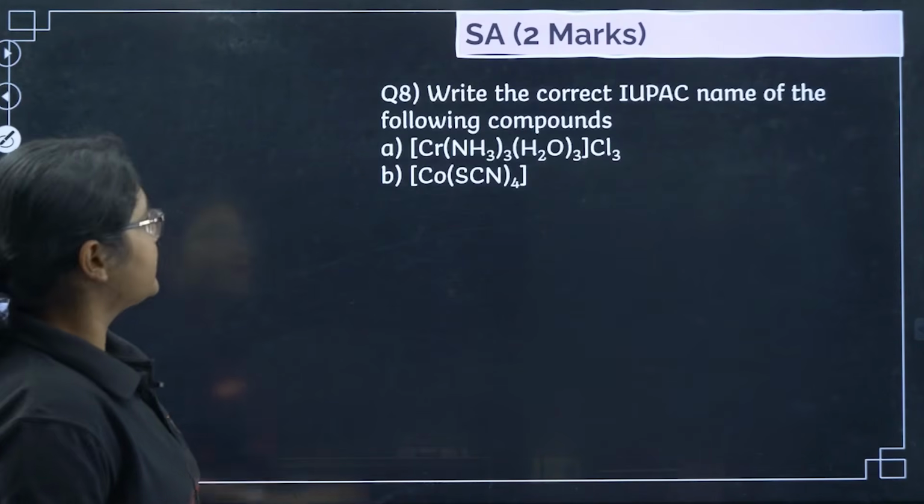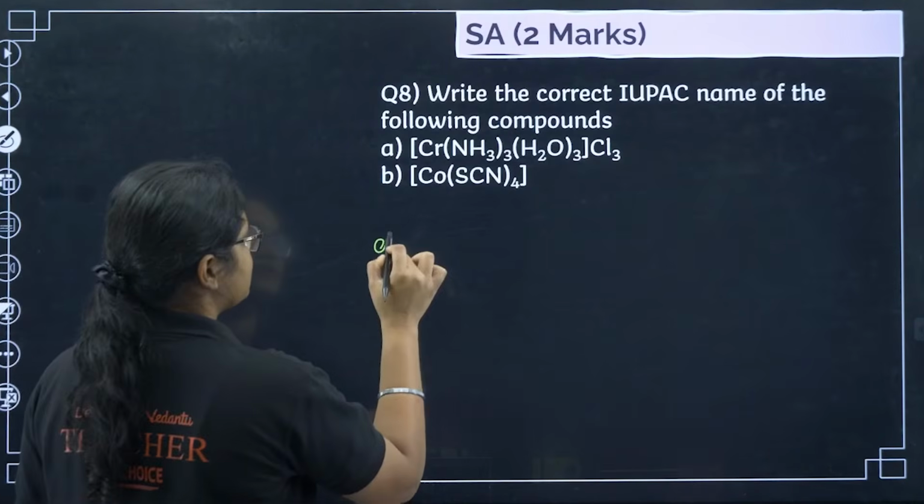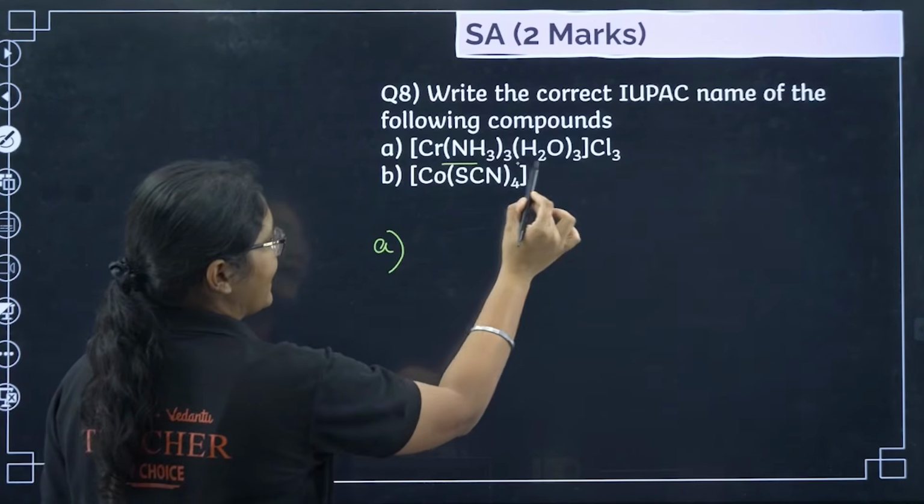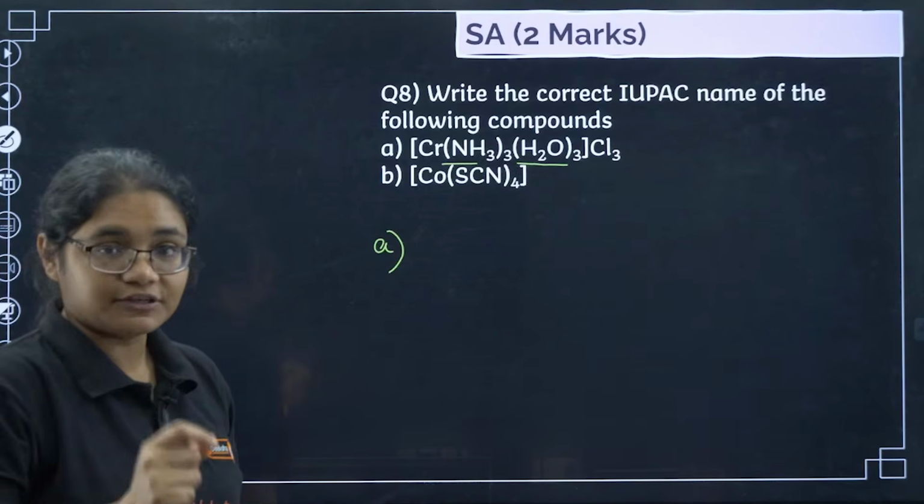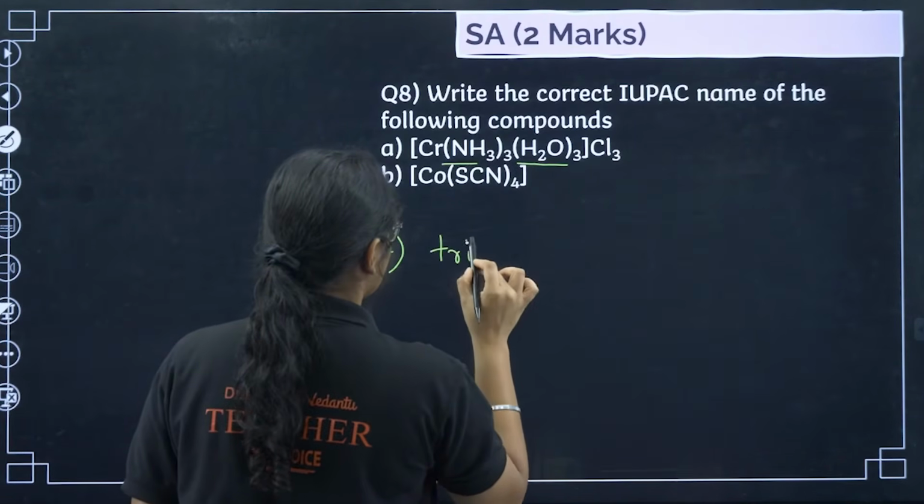Okay, next, write the correct IUPAC name for the following. So let's write down the IUPAC name here. First of all, ammine and aqua. Ammine will come first alphabetically. So I have to write here triammine.